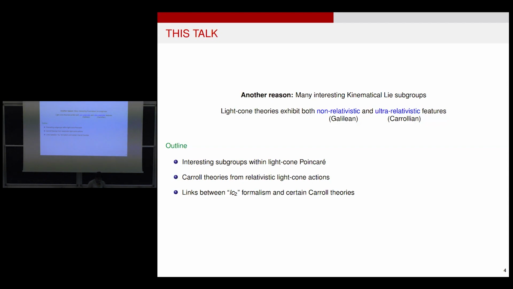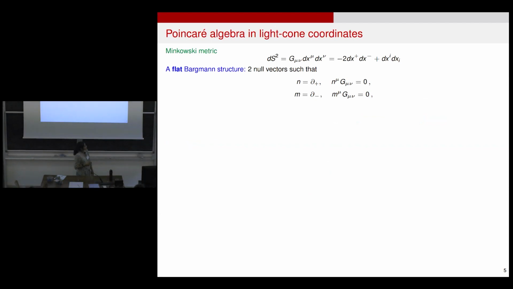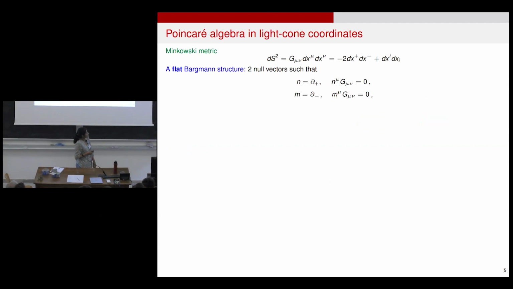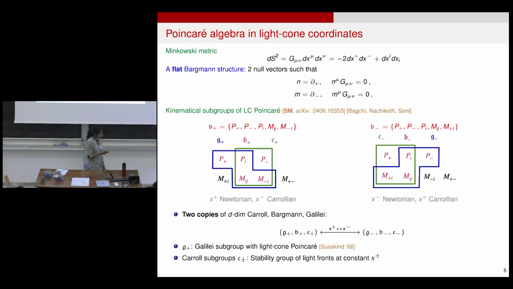And depending on the kind of Carroll theories we get, we'll see there are some nice connections with the light cone formulation itself. Now, as I told you before, the Minkowski spacetime in light cone coordinates, if you look at the metric, it has this form. And it is a flat Bargmann structure because you have 2 null vectors, this n and m, the del plus and del minus, which lie in the kernel of this metric. And as a result, there are actually 2 distinct Bargmann subgroups within the Poincare algebra. And within each Bargmann group, you have a Carroll and a Galilei subgroup and so on.